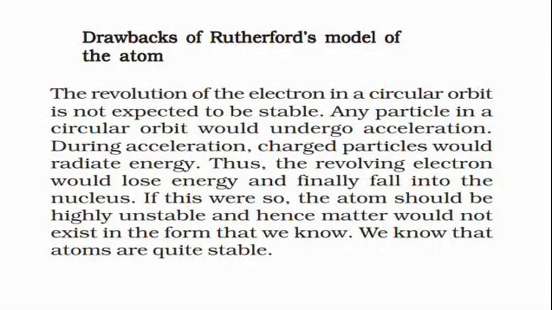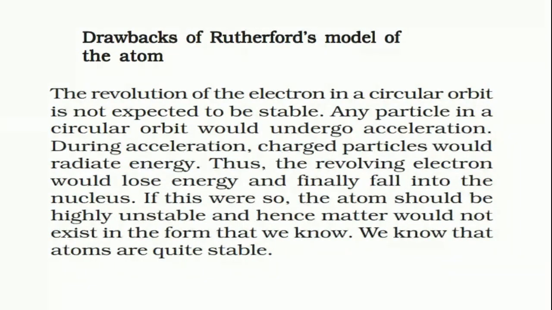Okay. Now, in Rutherford's model, there are certain drawbacks. He was able to explain that the positive charge and mass are present in a narrow region. It occupies a small volume in the atom, and there is a lot of space in the atom. He was able to explain that, but one drawback is there. The drawback is regarding the electrons. See, the revolution of the electron in a circular orbit is not expected to be stable.